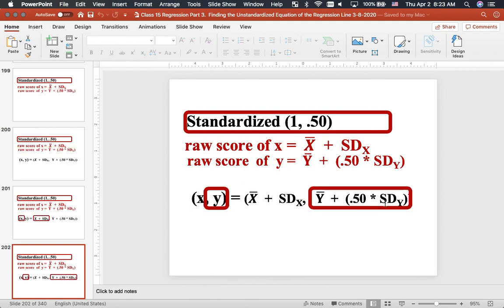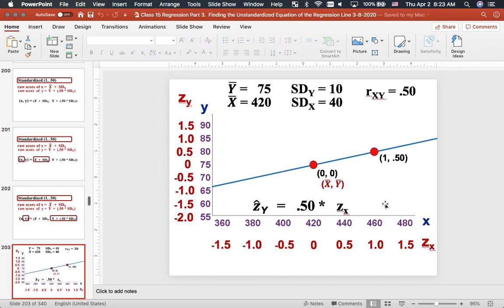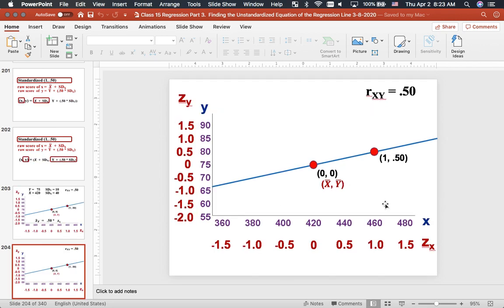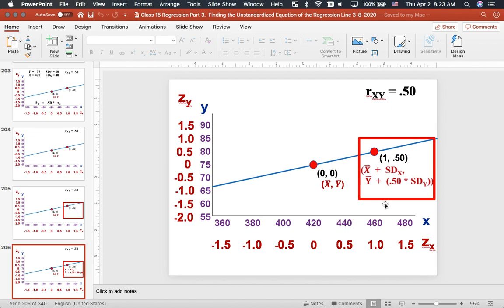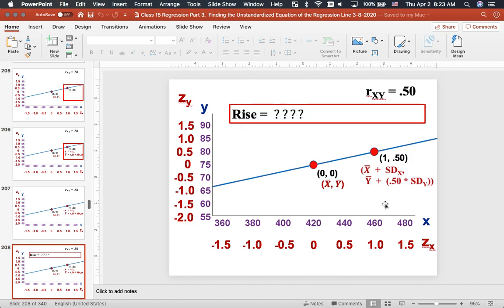Look at that. So we have our x and y values. There we go, we have our formulas kind of representing that point. And what we can do is look at the rise. The rise is going to be our y. So let's just plug that in.